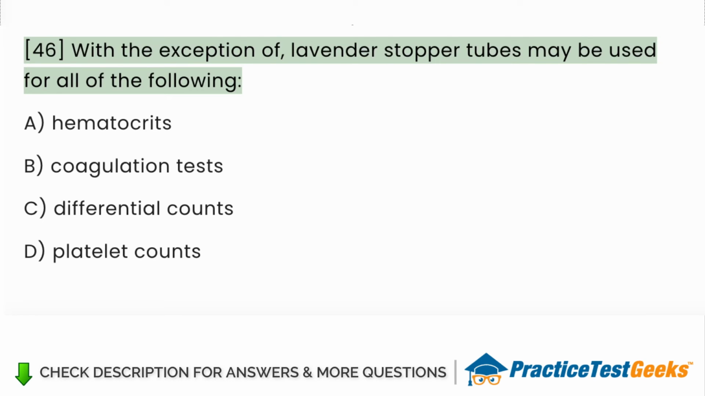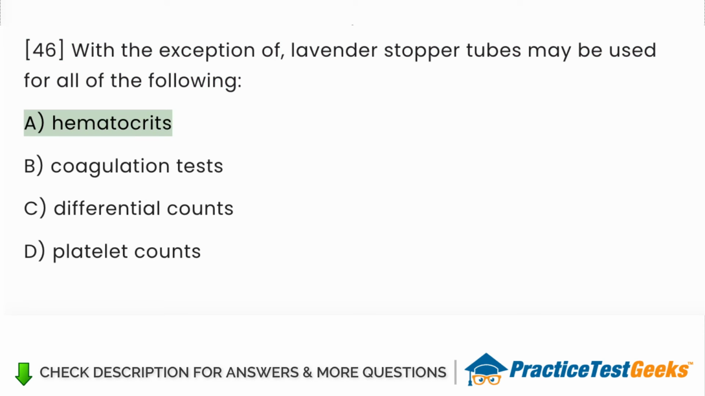With the exception of one, lavender stopper tubes may be used for all of the following. A. Hematocrits. B. Coagulation tests. C. Differential counts. D. Platelet counts.